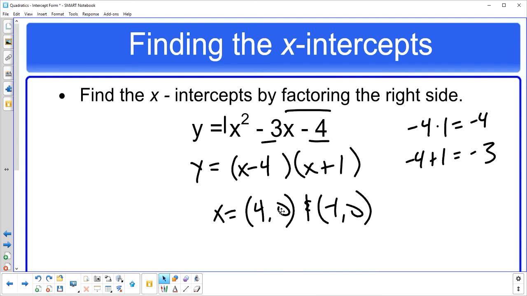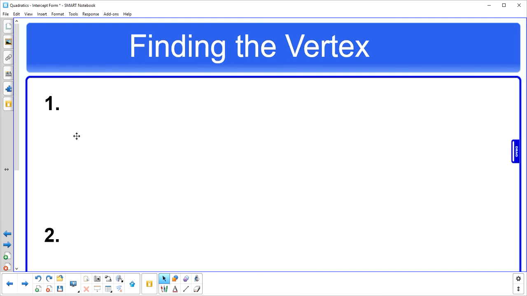So having the opposite is always a big part. Probably want to write that down somewhere. It's always going to be the opposite. Okay, so that's how we find the x-intercepts.